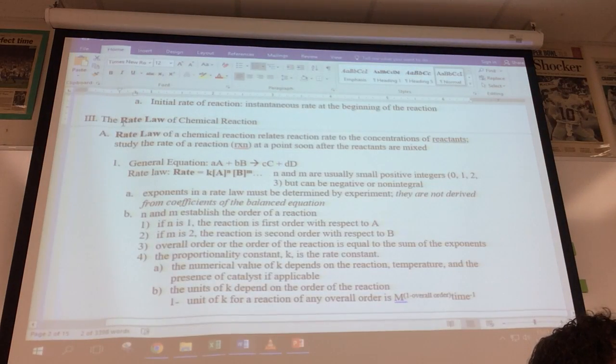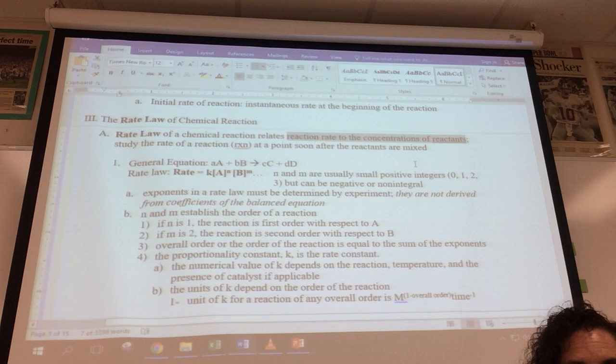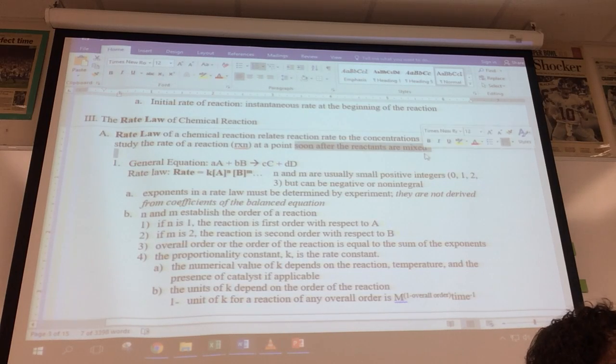What we want to contrast that with is rate laws. Rate laws are not rate equations. Don't confuse them. Rate equations have rates of disappearance and rates of appearance built in. Rate laws are different, and they help explain why or how concentration of reactant affects reaction rate. Rate laws are going to relate reaction rate to concentrations of reactants only, not products. Be careful there. You're going to study the rate of the reaction at a point soon after the reactants are mixed, so they're going to be initial rates.